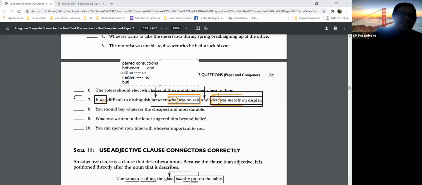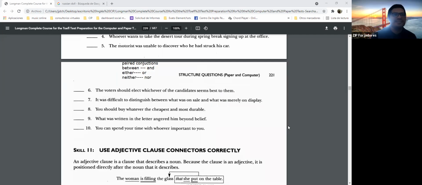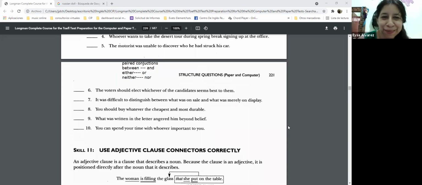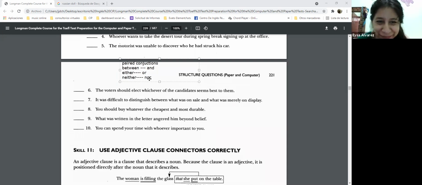No, I remember. Between and, either or, neither nor, and there is another one. Okay, so let's go with number 8. I'm not sure if the other pair conjunction is "not only... but also". Excellent. Yes, that one. I was thinking of that one.